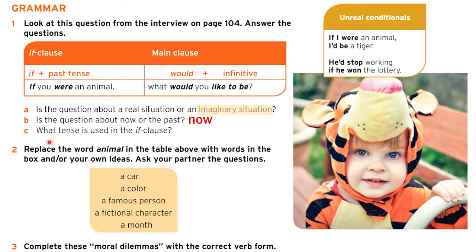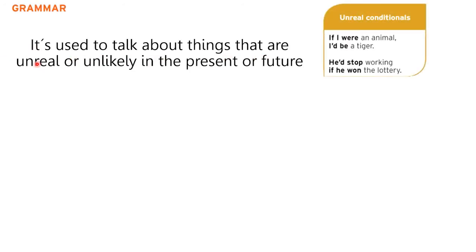And finally, what tense is used in the if clause? Well, as you can see in the if clause, we're using the past tense. Alright, so this topic is called unreal situations. So let's give a little explanation to this topic. Here we have, it's used to talk about things that are unreal or unlikely in the present or future. Alright, so this topic is about unreal situations.